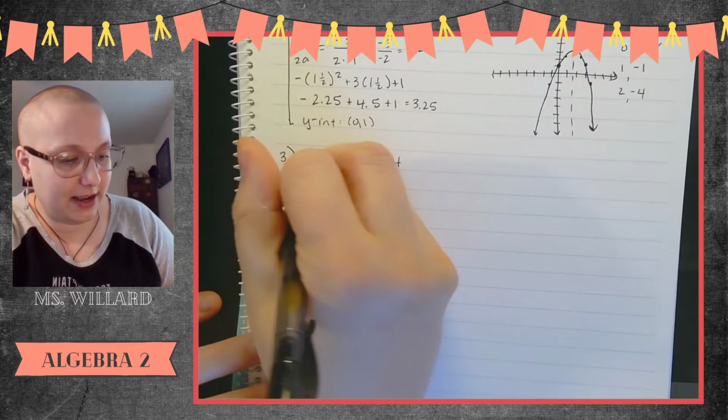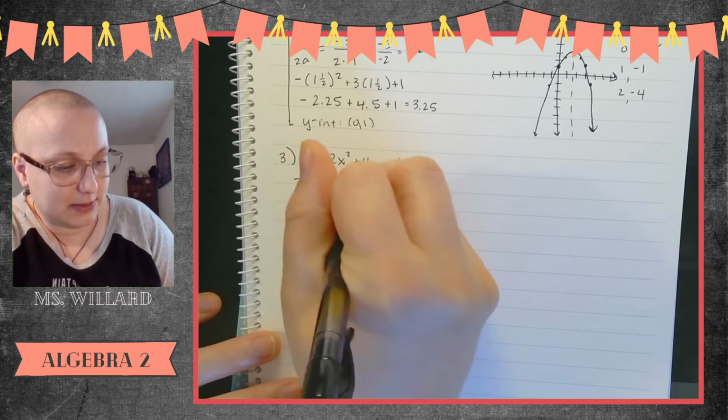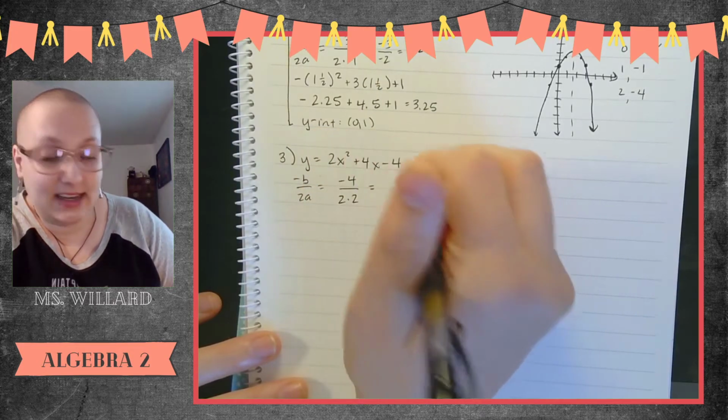So again, I'm going to do negative b over 2a. So I'm going to do negative 4 over 2 times 2, which is going to be negative 1.